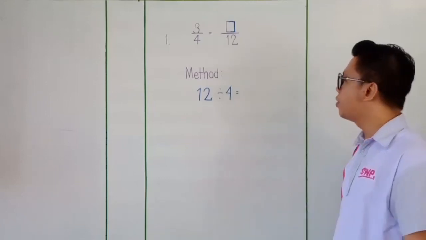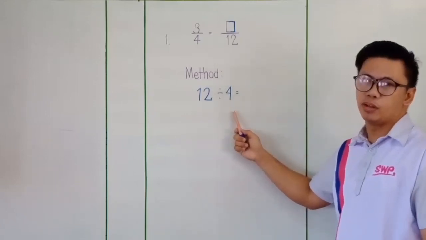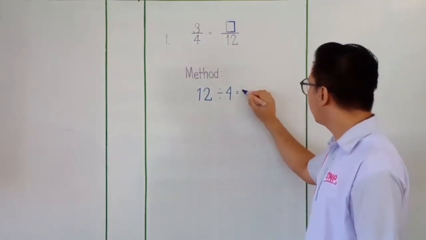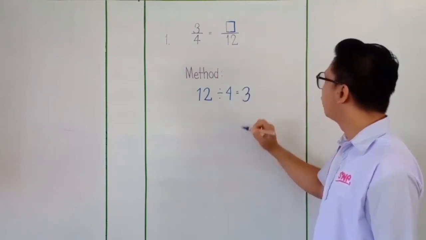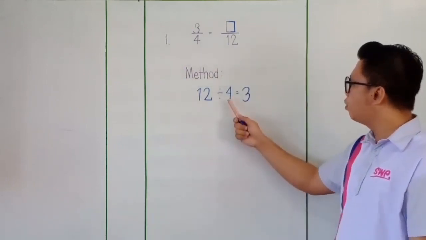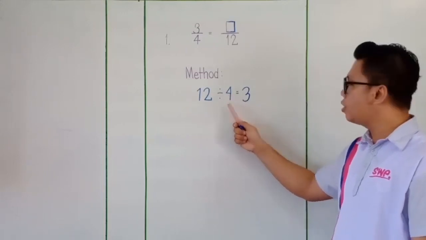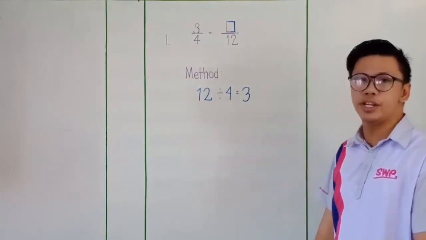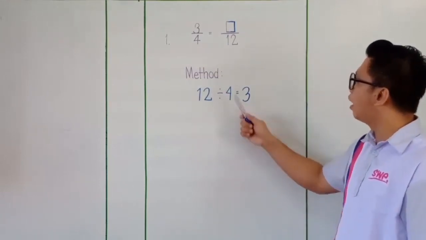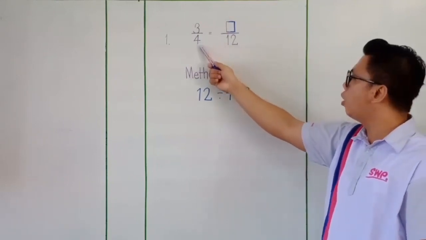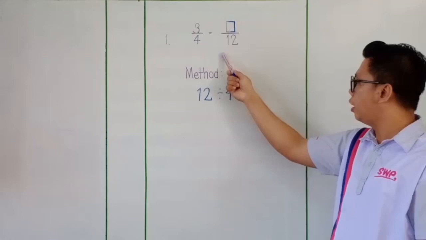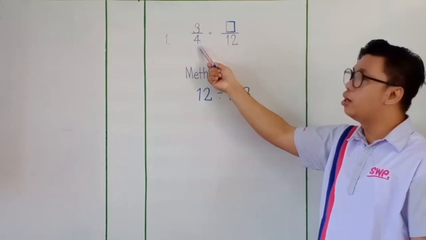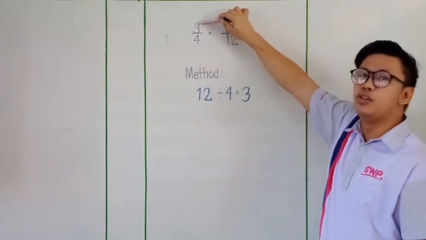So what will be our answer? 12 divided by 4. What is our answer? 3. Very good. So we will write 3. So why 3? Because if you multiply 4 times 3 is 12. 12 divided by 4 is 3. So that is our first method. So after getting the 12 divided by 4, we can know that we multiply 4 by 3.